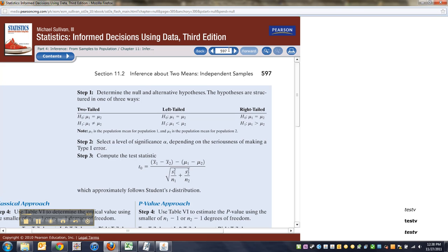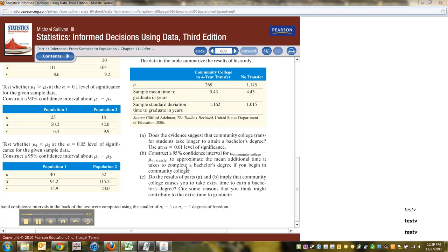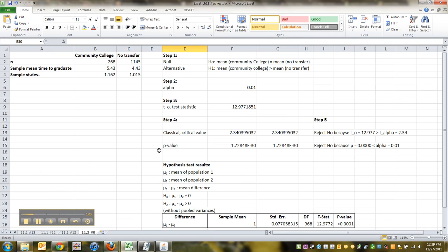Let me go back to the problem. Hold on. There it is. All right, for part B, they want us to construct a 95% confidence interval. So I'm going to show you how to do that. This is something that a lot of the problems are going to want us to do, but I'm not going to do it every time. I'm only going to do it this once.